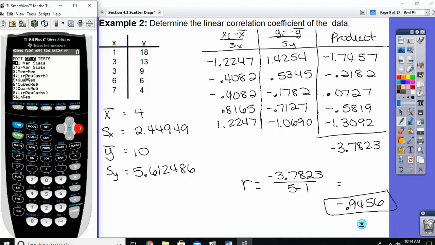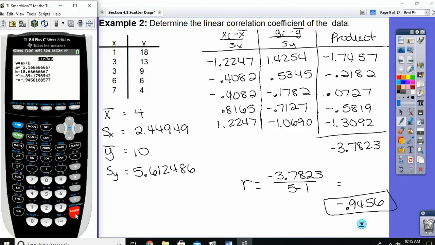Okay, so if we go to stat calculate, we are trying to find if there's a linear relationship. So we are going to choose number 4, linear regression. Now as long as you're using L1 and L2, you should just be able to enter through that screen. And it should bring up this information. If you didn't have your diagnostic on, it would give you A and B, but it wouldn't have any information about R.